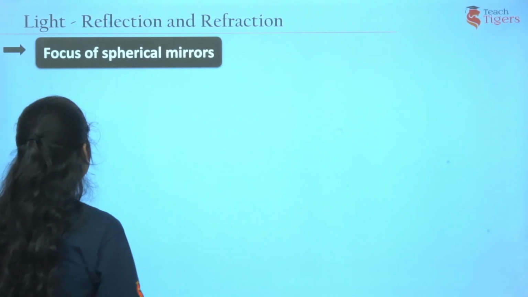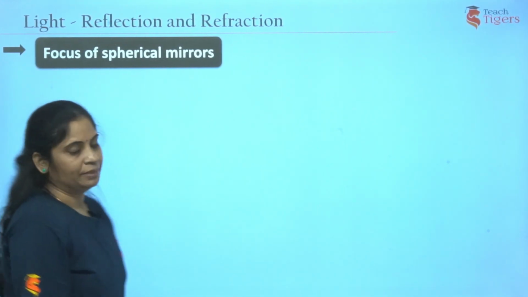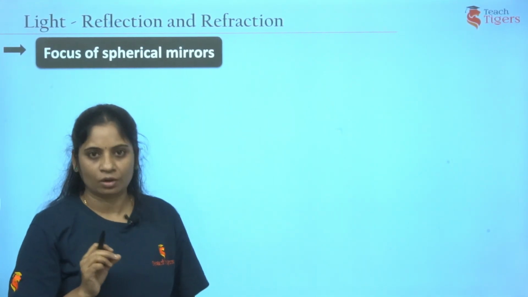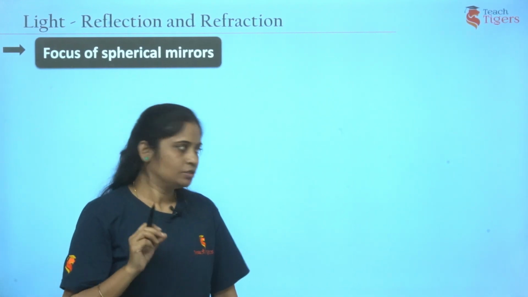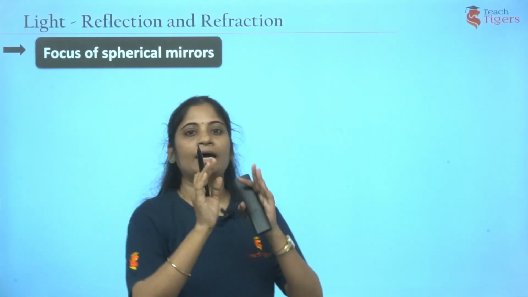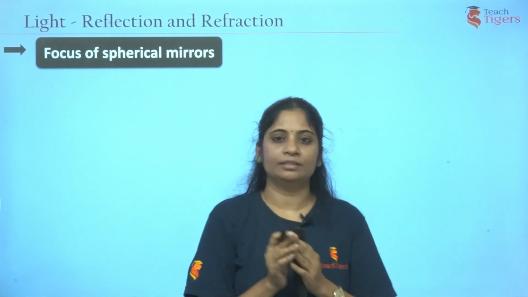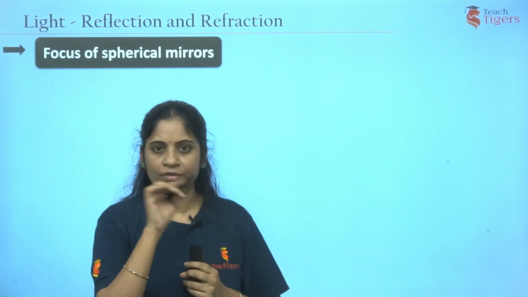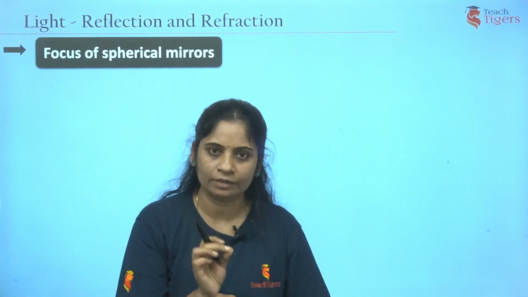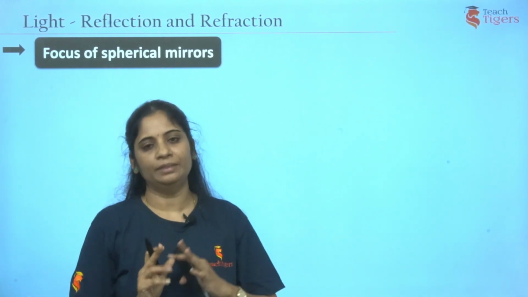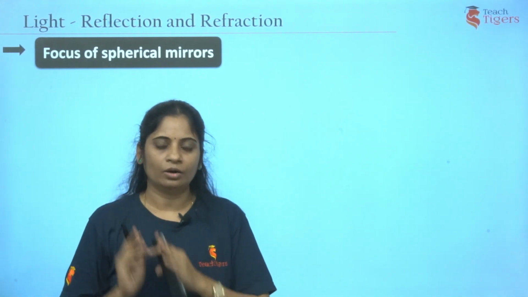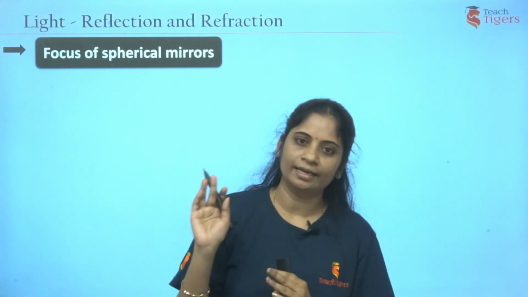Next, let us try to understand the focus of a spherical mirror. How to obtain the focal point of a spherical mirror, maybe a concave mirror or a convex mirror. Remember, to obtain a focal point, parallel rays always have to be incident on the spherical mirror. So from where do we get parallel rays? That will be our next question, right? For obtaining the focal point, parallel rays always have to be incident. Parallel rays are obtained from an object which is at infinity.